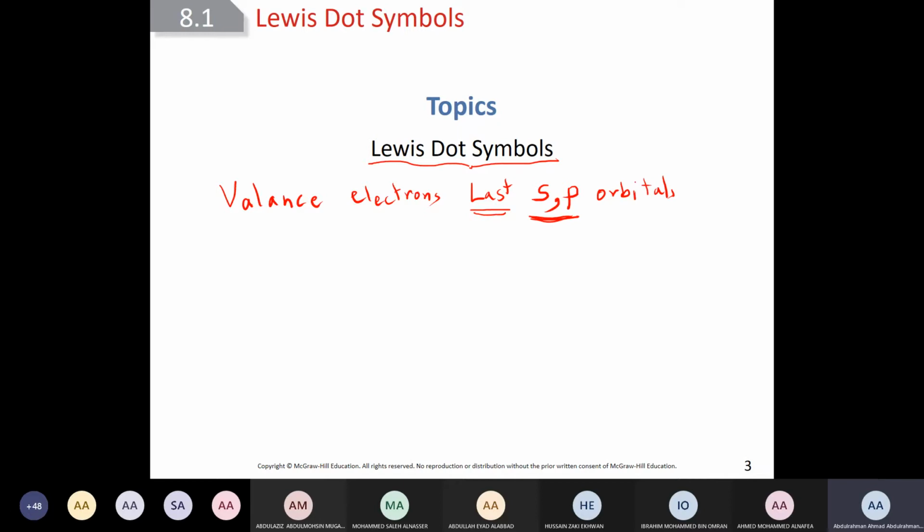This is why, for example, if we have something like bromine, Br, what's the structure of bromine? 1s2, 2s2, 2p6, 3s2, 3p6, go ahead, 4s2, 3d10, 4p5.